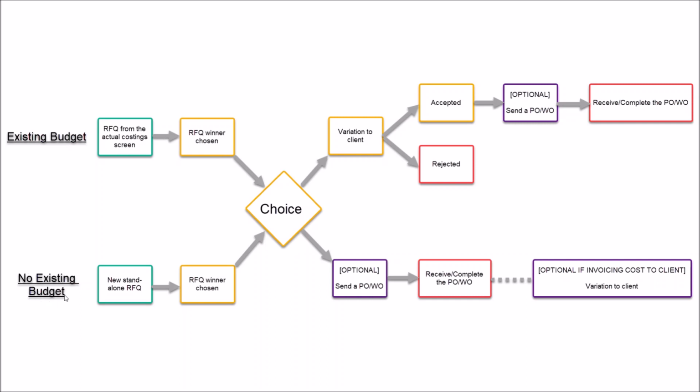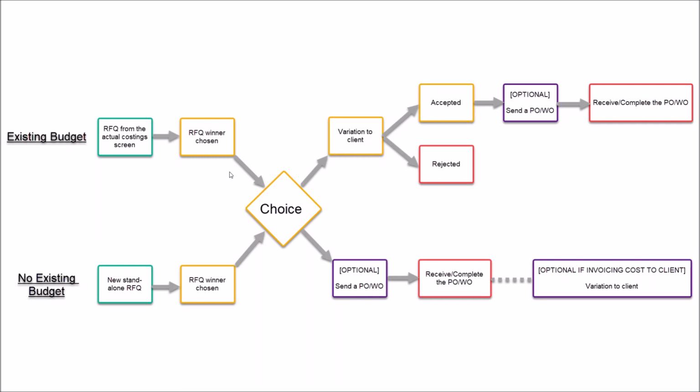On the other hand, if there's no existing budget, this might be because you didn't allow for it in the first place, or it's something the client has later decided they want, and we can quote request in this scenario too. It just changes where we start from in Buildxact.